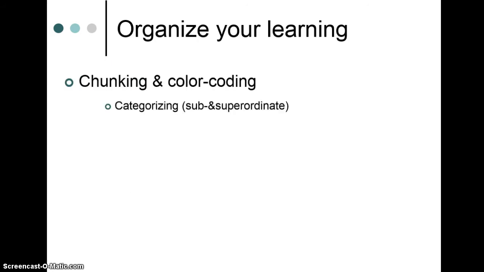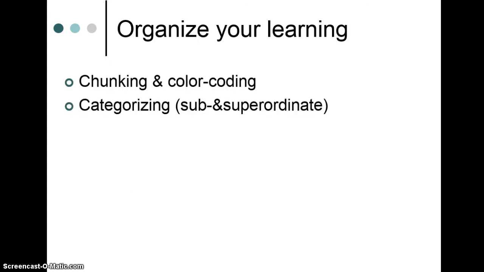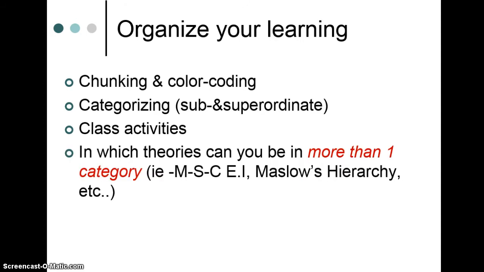So like I said, organize your learning. You can do that by chunking these different theories together. You can color code them. You can go back and highlight throughout your notes. That's good. You can categorize them into subordinate and superordinate categories. And just like I showed you on the first slide, go back and think of all of our class activities that we've done and how we learn to put these together and to think beyond.